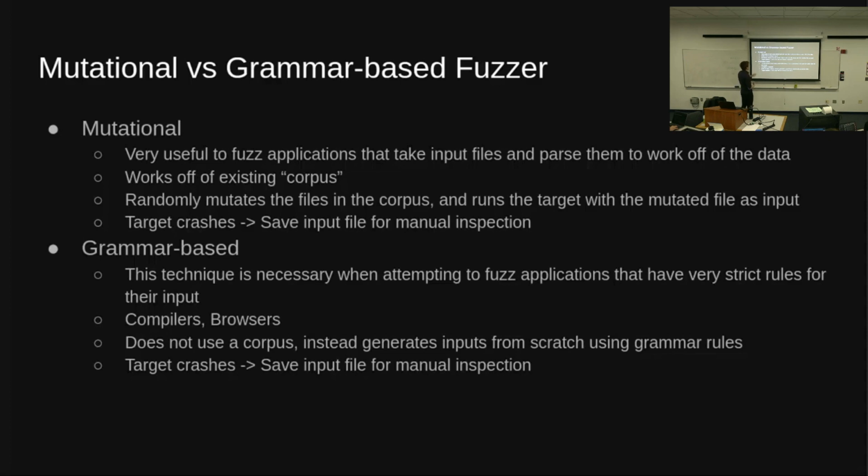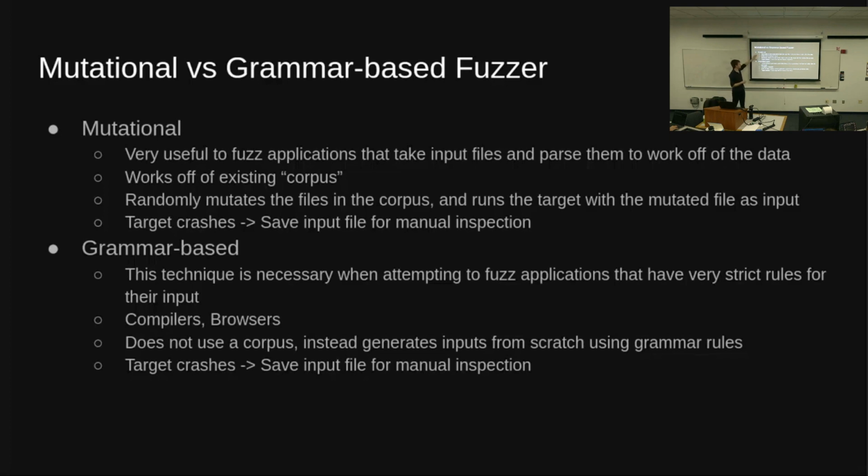So pretty much the idea is you fuzz your target, you mutate stuff, and if something crashes, you save off the input file, and then you can manually inspect later what actually caused the crash. And then there's grammar-based fuzzing. When you're dealing with compilers, this is what you would actually do.